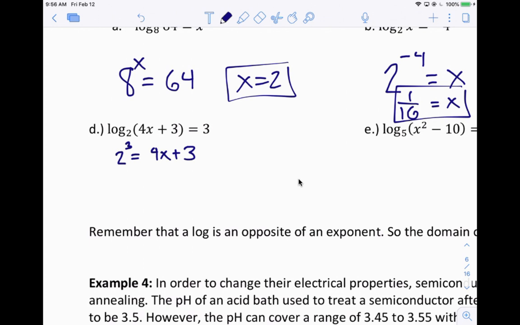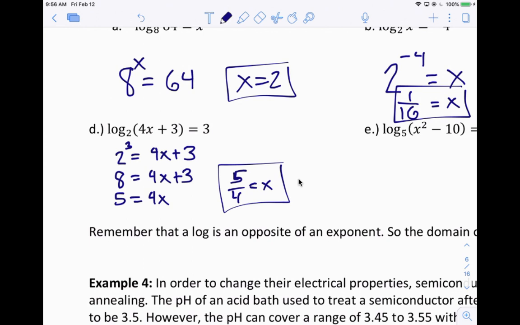A log is a new thing. It's not like sine, cosine, tangent. It actually doesn't even hold that much power. It's not a special calculator button. It just means this is 2 to the 3rd. The power was 3, so we'll put the power back in, and we get that 8 is equal to 4x plus 3, because we can simplify 2 to the 3rd. Move the 3 to the other side, you get 5. It looks like our x is 5/4. Beautiful.